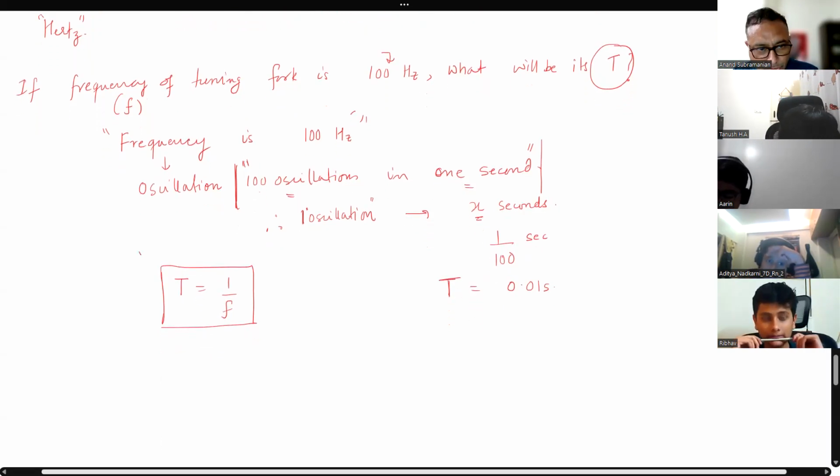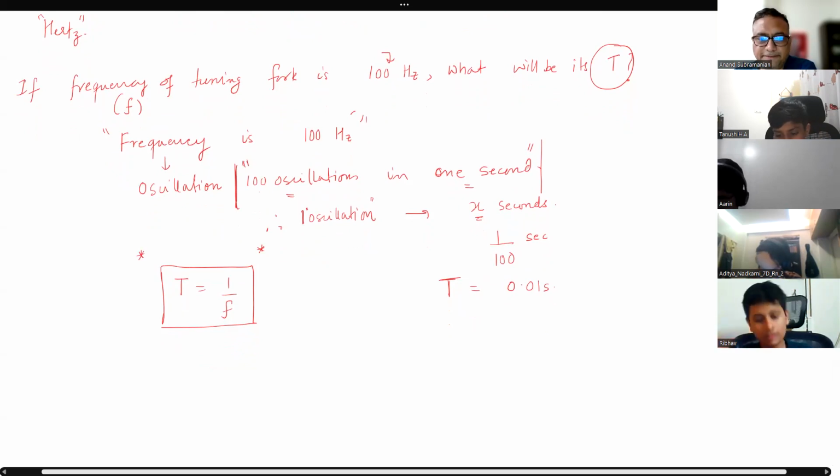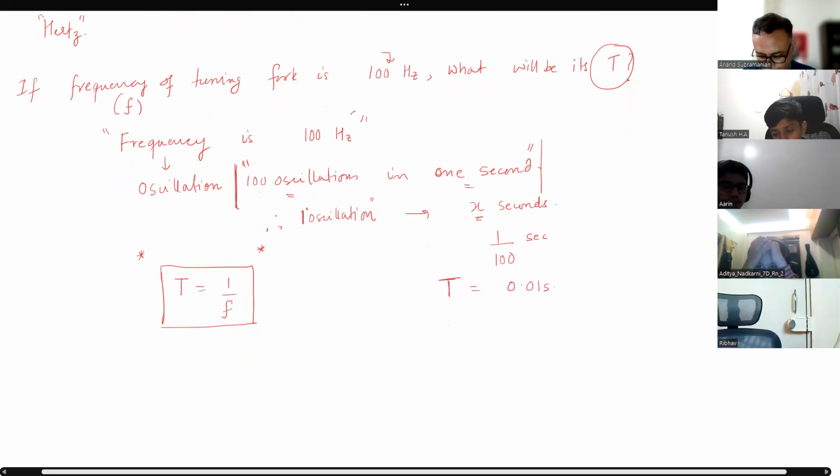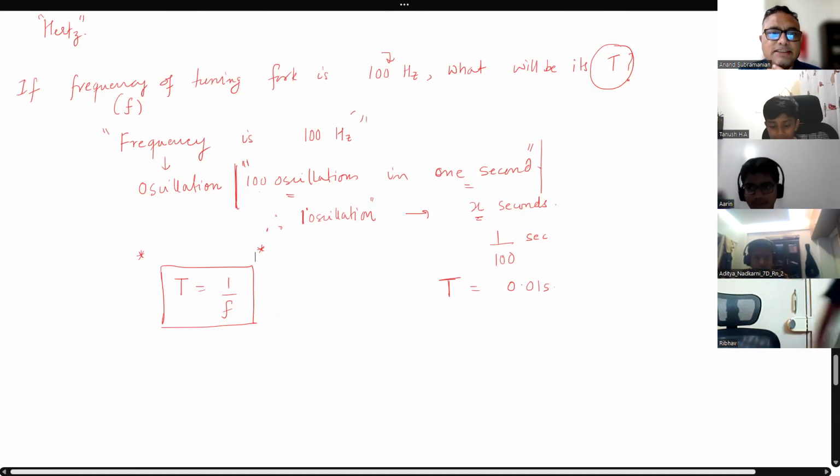Time period is 1 by frequency. Did you guys make a note of this formula? How are time period and frequency related? Time period is equal to 1 by frequency. So 1 second. Now don't tell me 1 second, I will get a heart attack. Note down this third one, and please write this example.